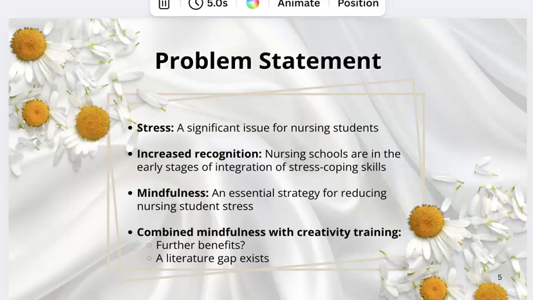And so the problem statement, as you can see, is all minimalized for the presentation that I did. Stress is a significant issue for nursing students. We know that nursing schools are in the early stages of integrating stress coping skills, but we're not fully there yet. And mindfulness is an essential strategy for reducing nursing student stress. However, could combining mindfulness with creativity training offer further benefits? There's a gap in the literature. So this was my problem statement, explaining why my research was going to be important.